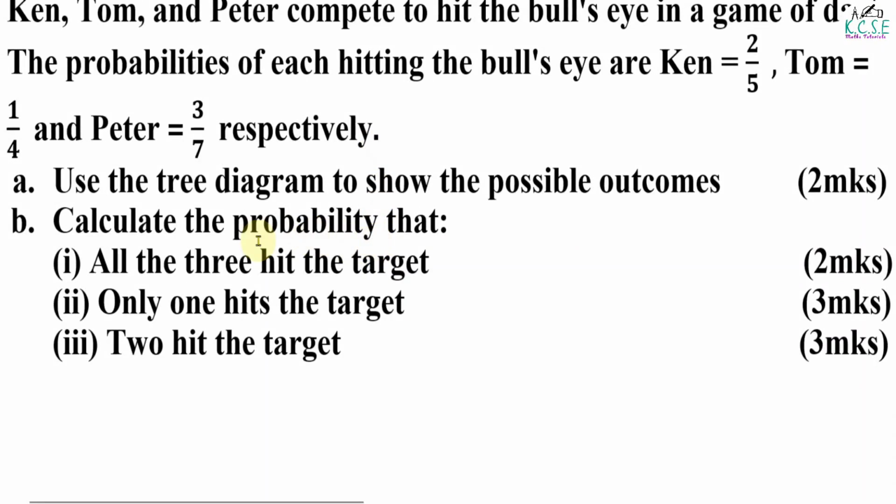Part B of the question, calculate the probability that, part 1, all the three hit the target. Part 2, only one hits the target. And part 3, two hit the target. So those are the questions.